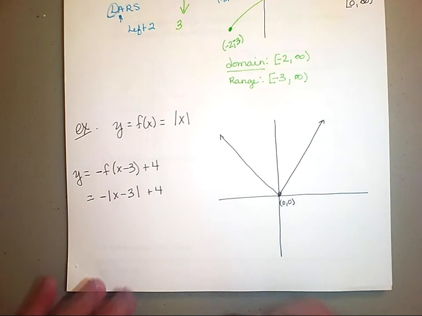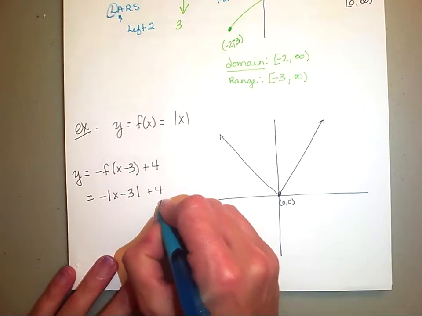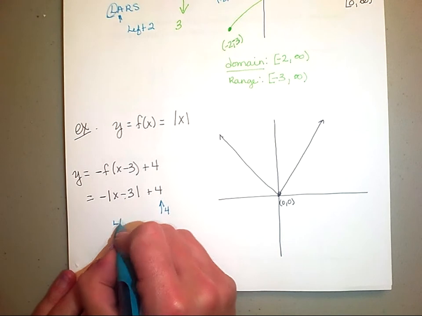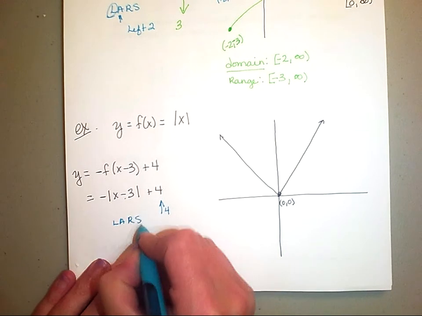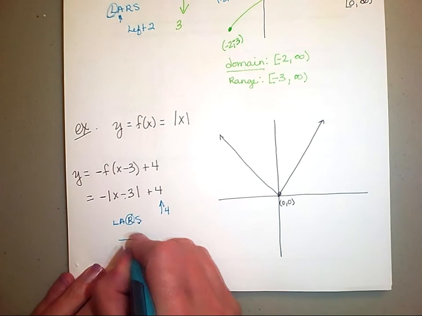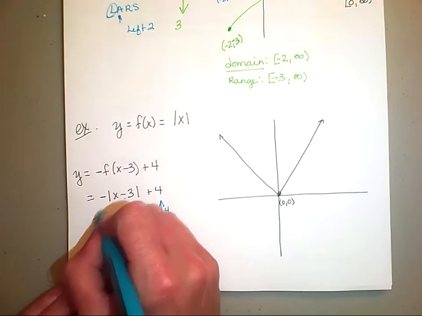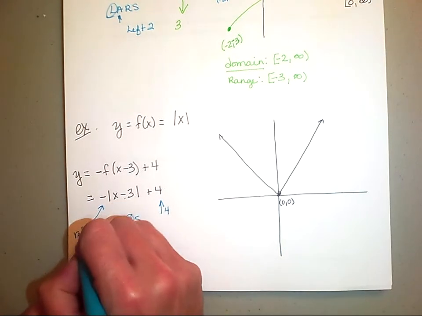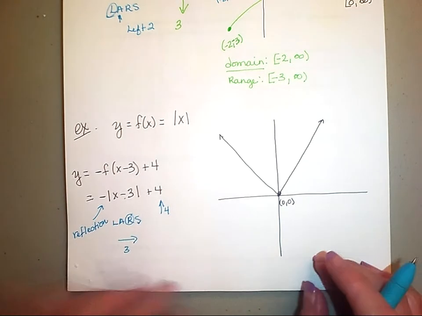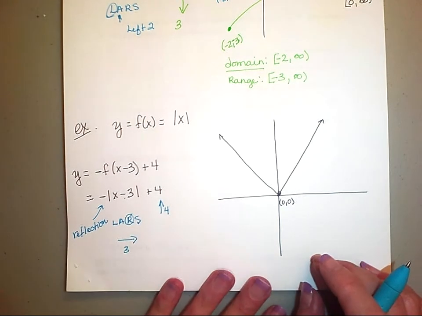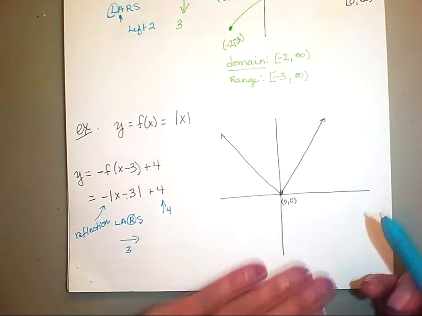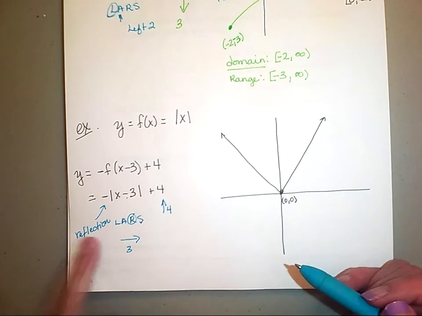So let's see if we can do this all at once. Okay. So this is going to make us go up 4 units. Here I'm subtracting, so that means I have to be going right 3 units. And this negative will provide the reflection. Okay, so if we reflect this over, it's going to go the opposite way.